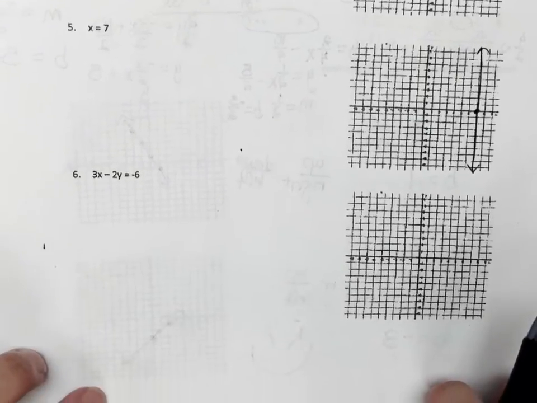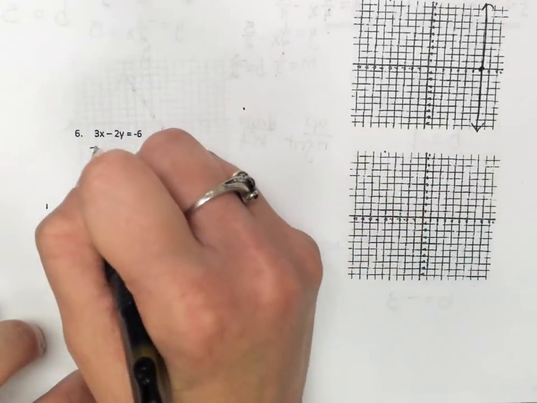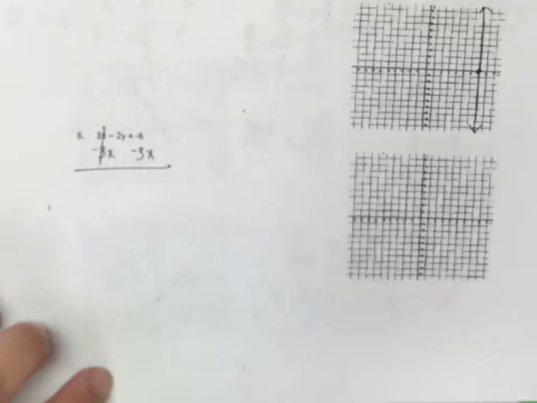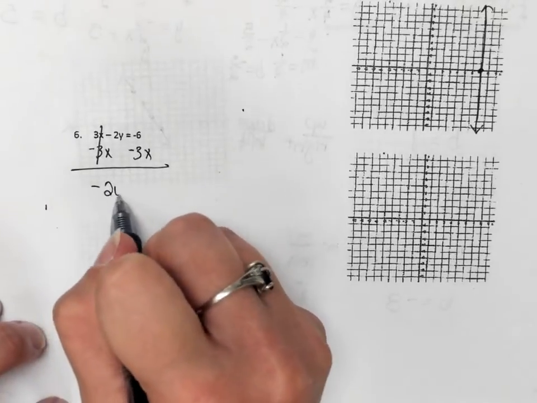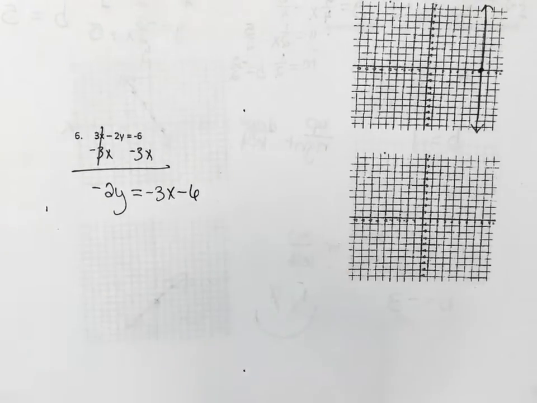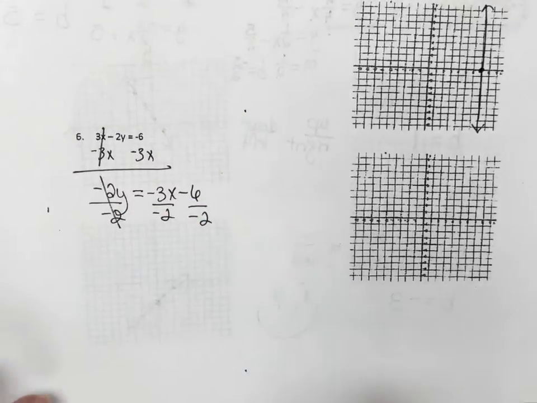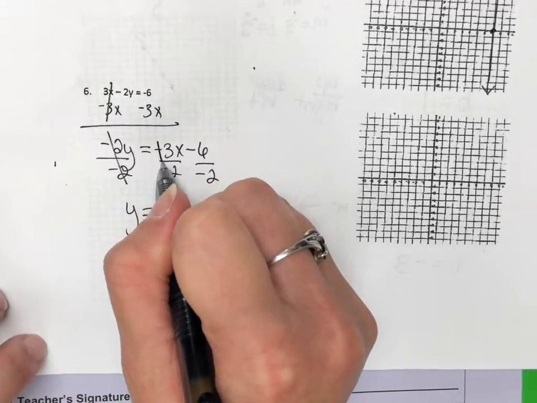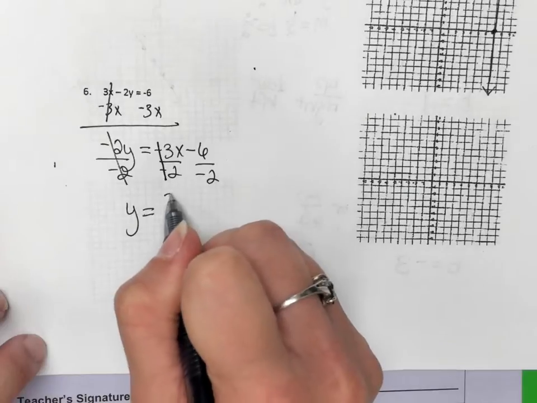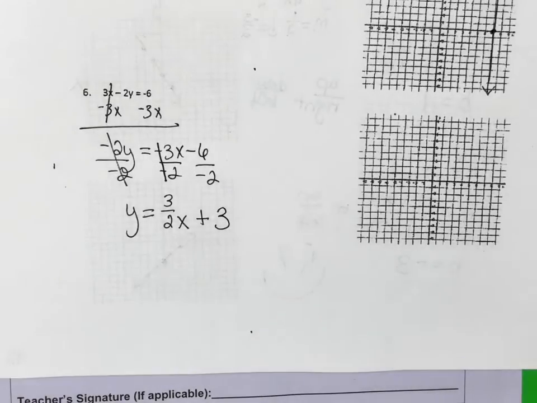Alright, what about number 6? So, Seth, what would I do first to get y by itself on number 6? Subtract the 3x. Perfect. Alright, who am I not calling on? Chloe. So when I subtract the 3x, I get -2y equals -3x minus 6. What would I do to finish getting y by itself? Divide everything by -2. Perfect. Alright, so these negatives cancel out, become positive, and I have 3 over 2x, and -6 divided by -2 is a positive 3.